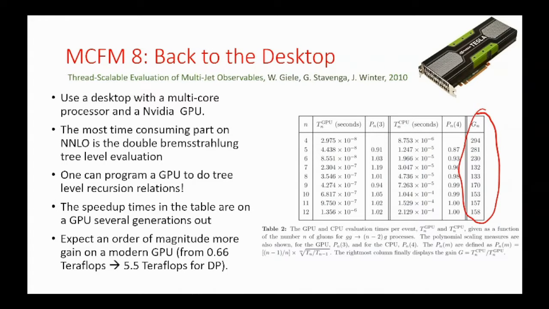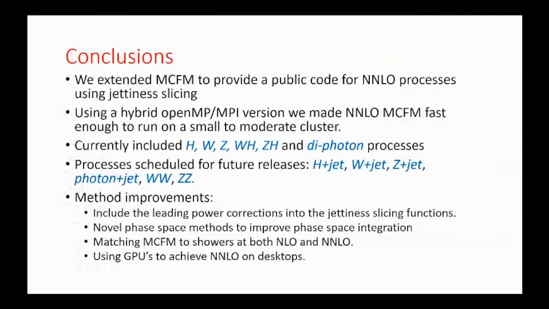I will skip this, and I'll go to the conclusions. So we extended MCFM to provide a public code for next-to-leading order processes using jettiness slicing. We use a hybrid OpenMP MPI version to make next-to-leading order MCFM fast enough to run on small to moderate clusters. You don't need huge resources.